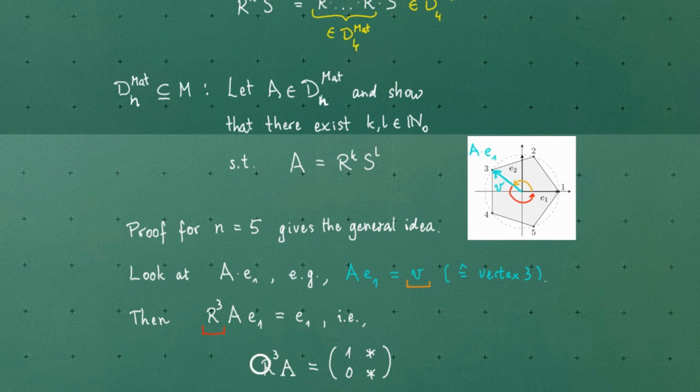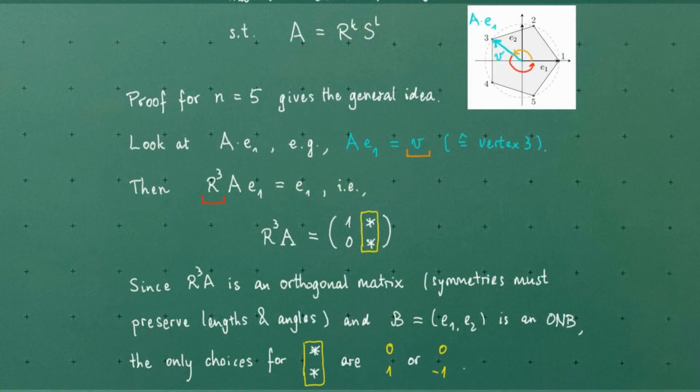So this means this matrix must have as a first column 1, 0, because here I end up with E1, which is 1 times E1 plus 0 times E2. If you're familiar with the notion of eigenvector, this means nothing but that E1 is an eigenvector to the eigenvalue 1 of this matrix. And the second column, we do not know yet which numbers are in there. But we do know that this is a matrix that corresponds to a symmetry of the regular n-gon, because A is one and r to the third power is one, so their product is again one.